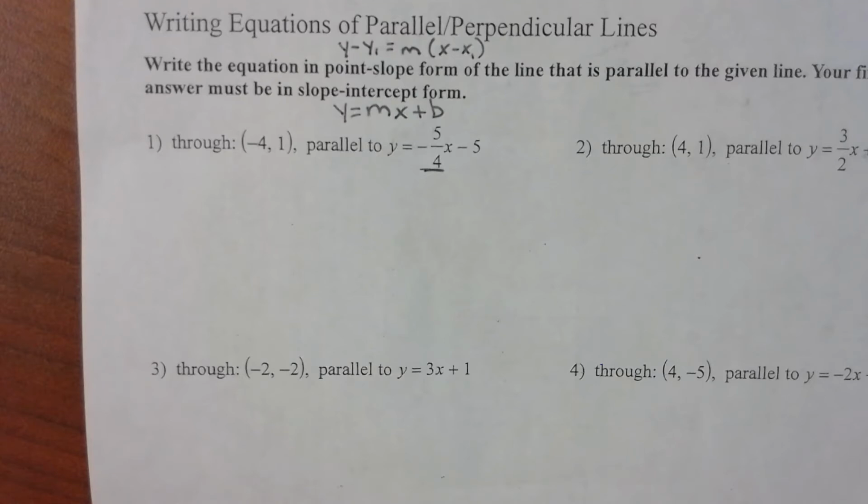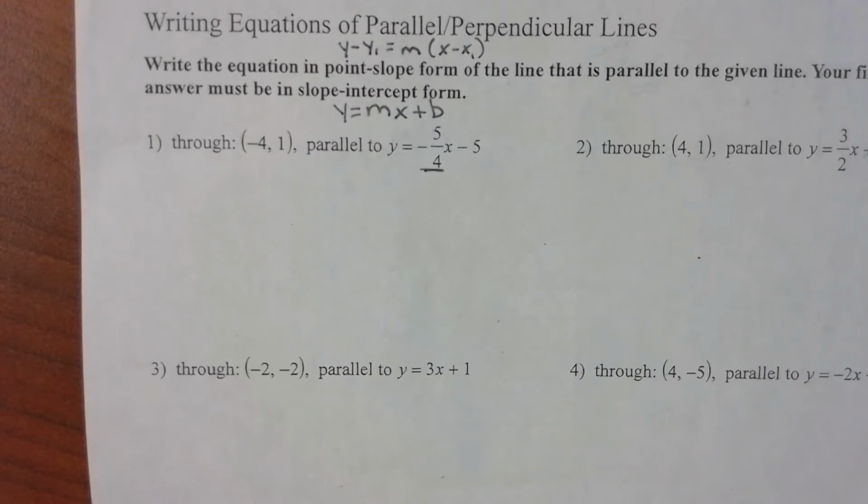And they told me what point to put it through. So this is my x1, y1. Now we just plug it in. So y minus y1 equals m times x minus x1.